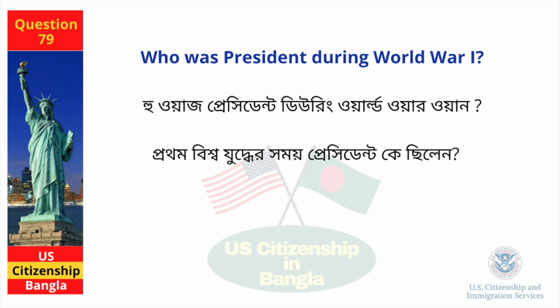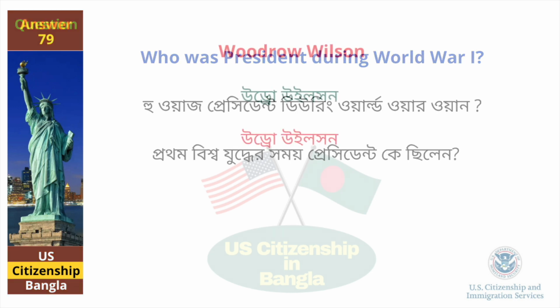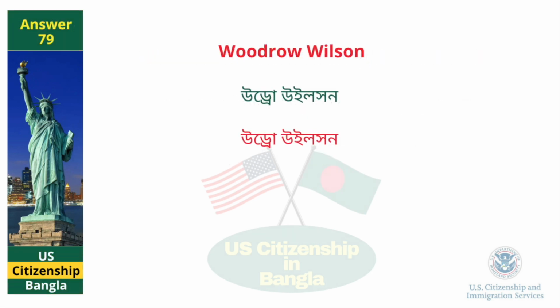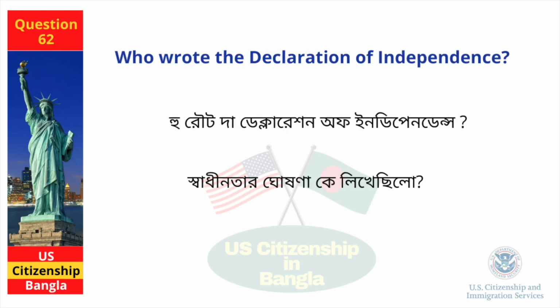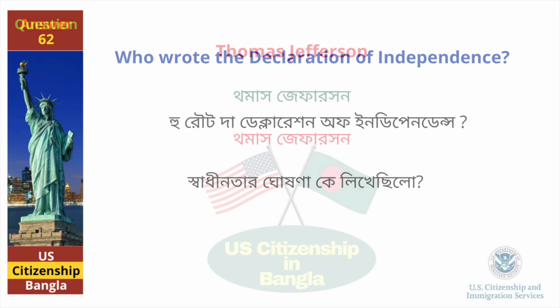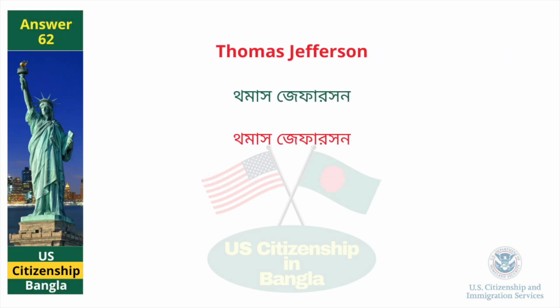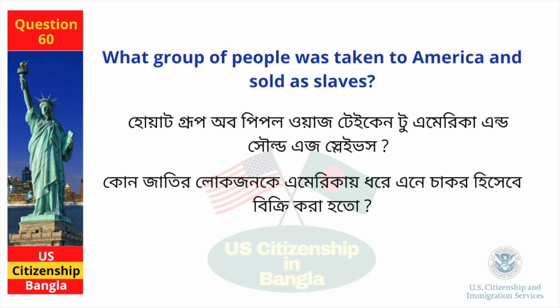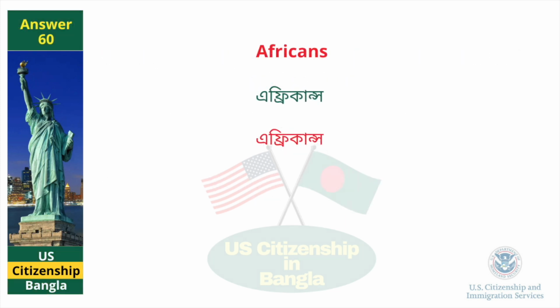Who was president during World War I? Woodrow Wilson. Who wrote the Declaration of Independence? Thomas Jefferson. What group of people was taken to America and sold as slaves? Africans.